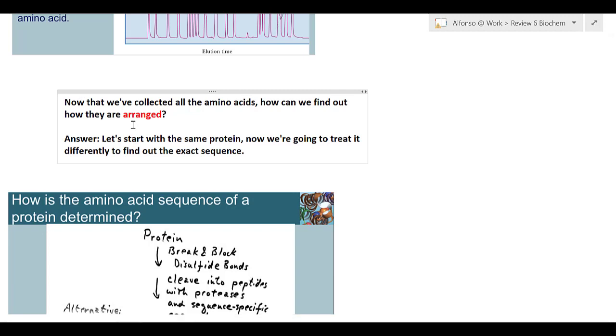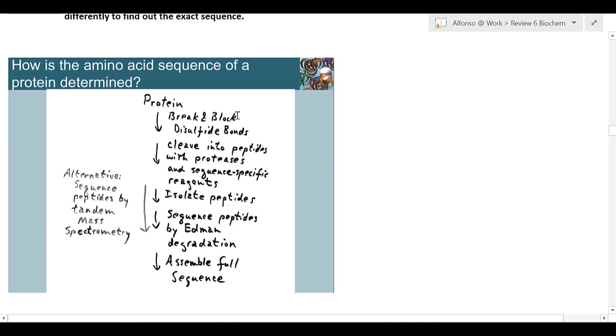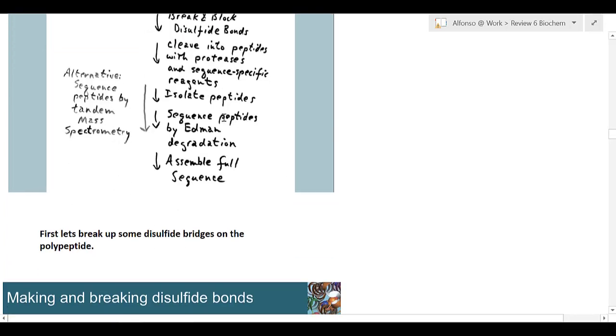Now we're gonna take that same protein, the one that's not broken up, but the same kind, and we're going to degrade it and sequence it. And so that's this part right here. So you take the protein, you break and block disulfide bonds, cleave it with peptidases and proteases, and sequence specific reagents, isolate the peptides, sequence by Edman degradation, and assemble the full sequence. So this part is pretty involved.